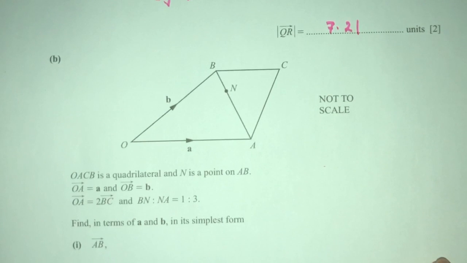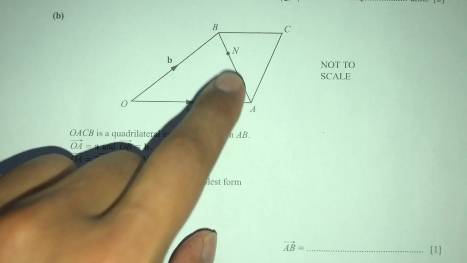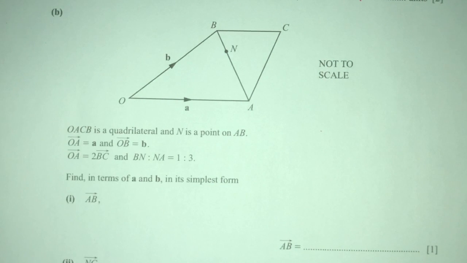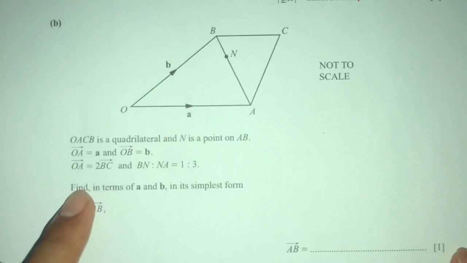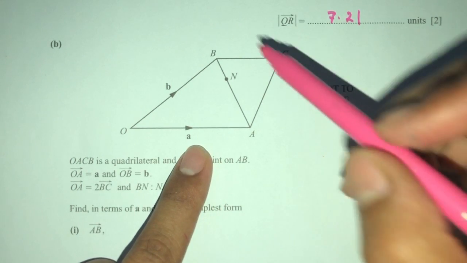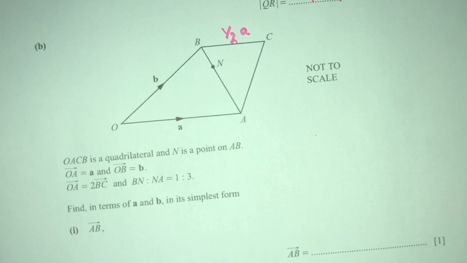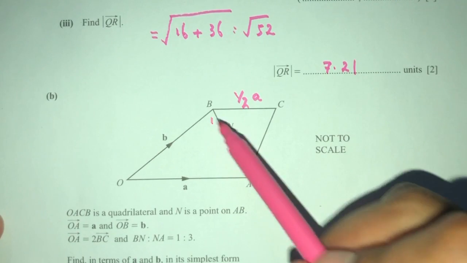Now let's move on to part B of the question. So here we have OACD is a quad. Quad means it is a four-sided shape, and N is the point on AB, as you can see. N is right here, right? Now we have OA is equal to A. OA is this direction, it is A, and OB is this direction, which is B right here. And then we have some information here, which is OA is 2 times BC. So if OA is A, BC is half A, right? Makes sense. It is 2 times, so basically BC will be half of OA. Now, the ratio of BN and NA is 1 to 3. This is 1, 2, 3.